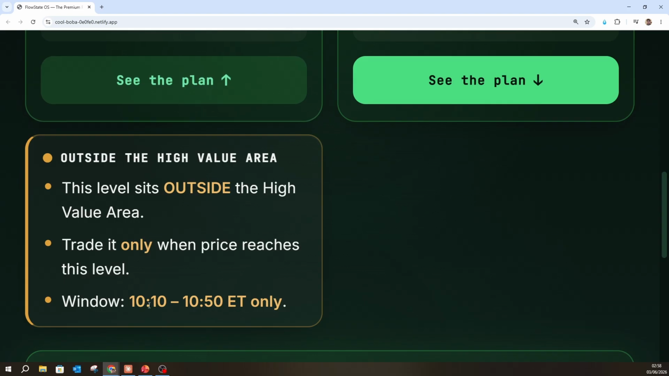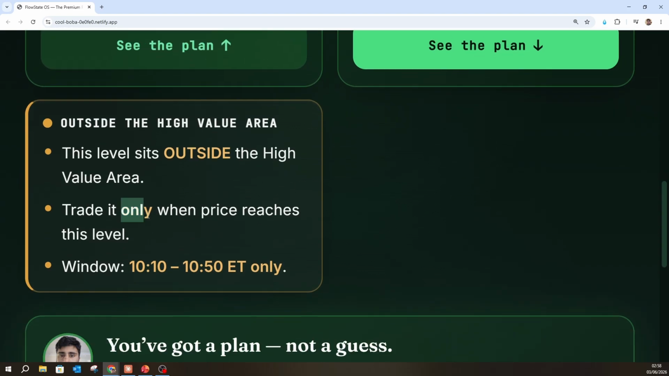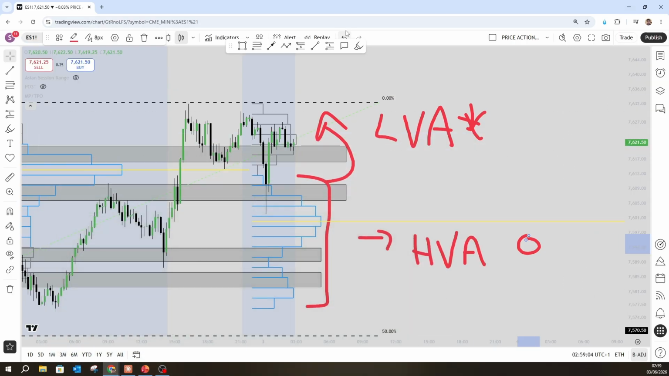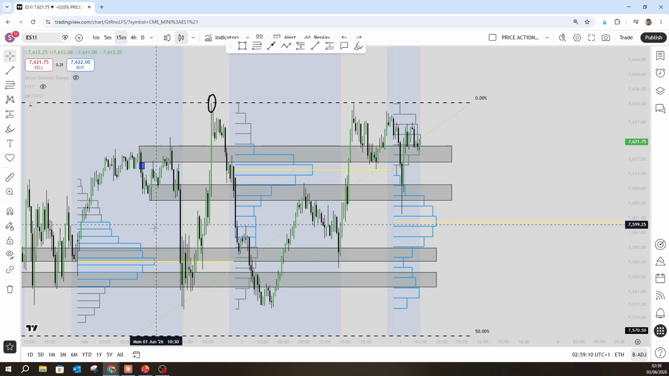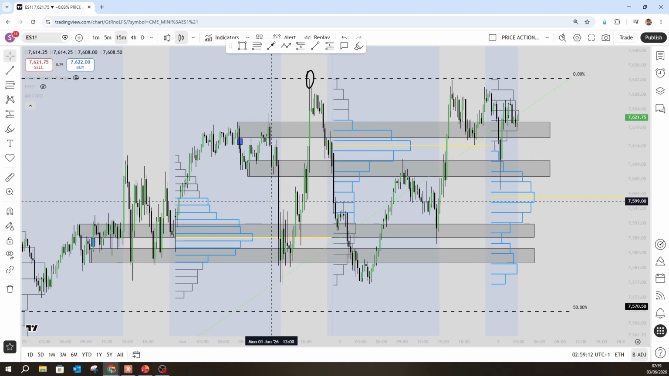Okay, so here's the plan. The plan is only when price reaches the level, so we're getting clarity on where to trade. You're only allowed to trade between 10 past 10 and 10:50, right? Why is that? Well, for those who understand volume, you will understand that when the market is in an area of low volume, we will typically get chop. This is something that you can go and backtest.